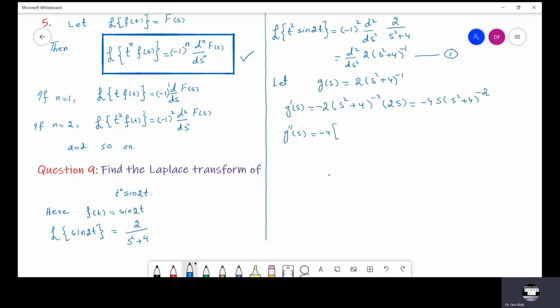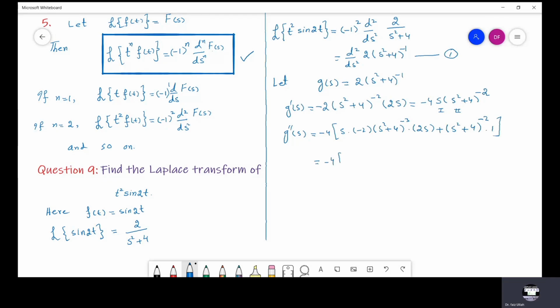And if we differentiate this by using the product rule, we have first function, differentiation of the second function, (s square plus 4) whole raised to power minus 3 into 2s, plus second function, which is (s square plus 4) whole raised to power minus 2, differentiation of the first function, which is 1. And now let us simplify this.